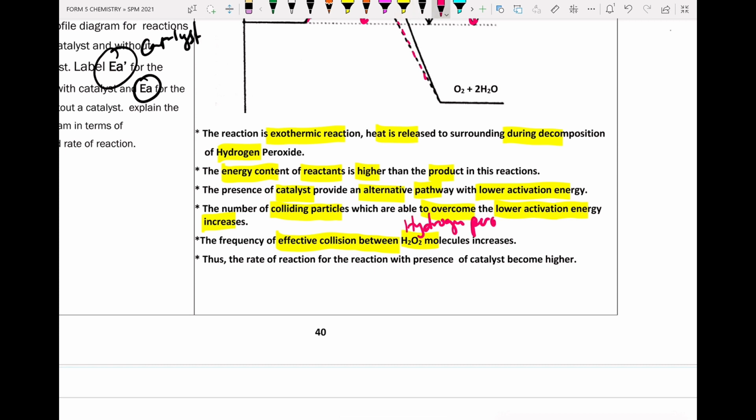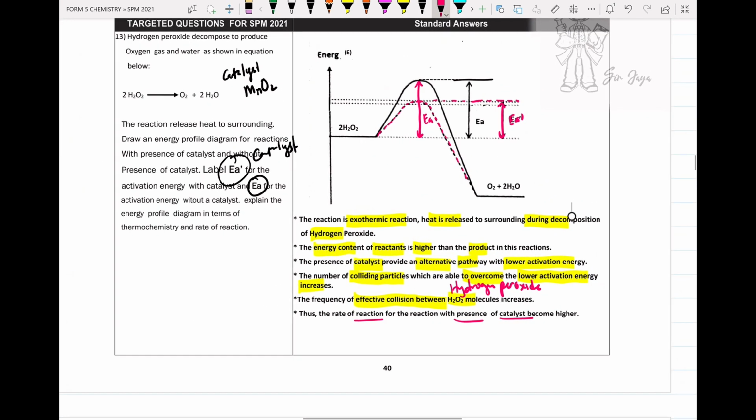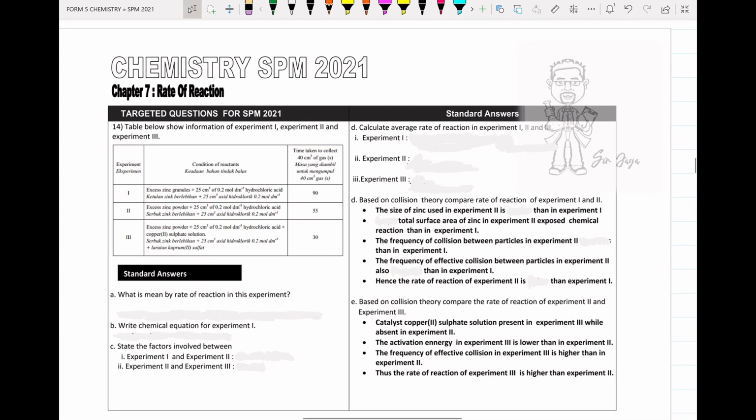Hydrogen peroxide molecules increases. Thus, the rate of reaction for the reaction with presence of catalyst becomes higher. So once students write like this, we'll get full marks. Okay, we go for the next reaction.